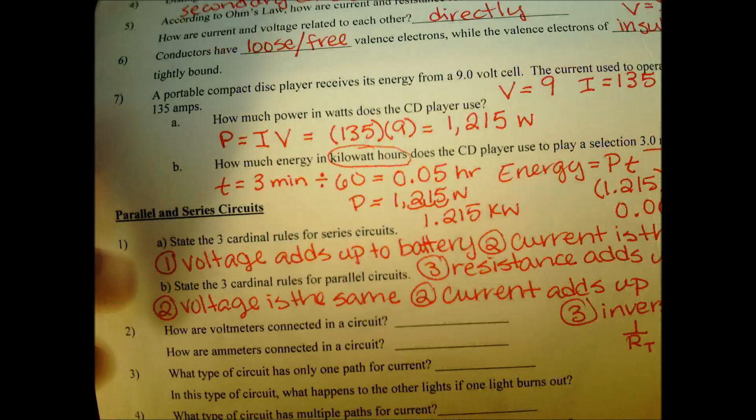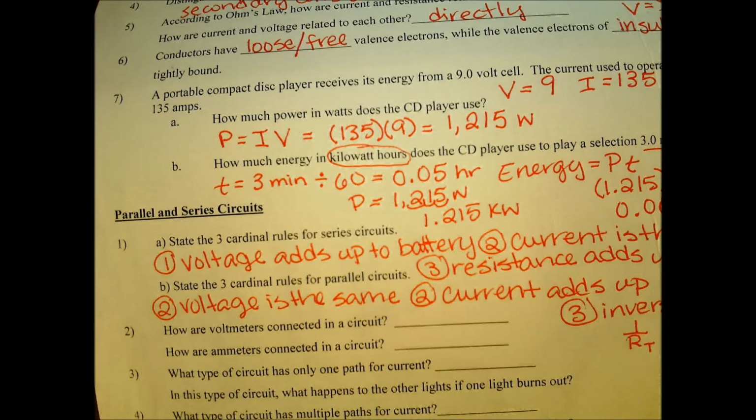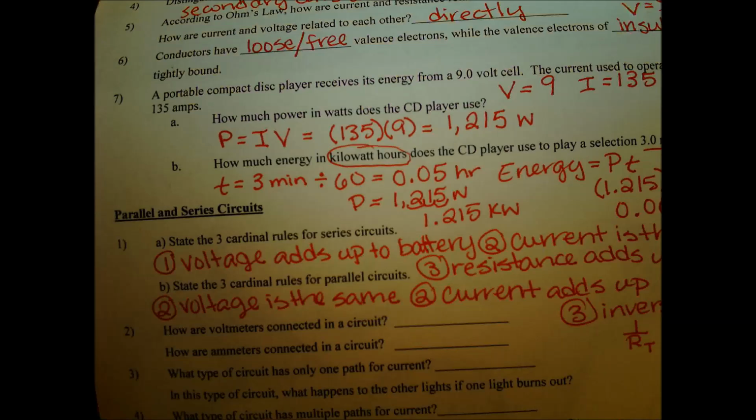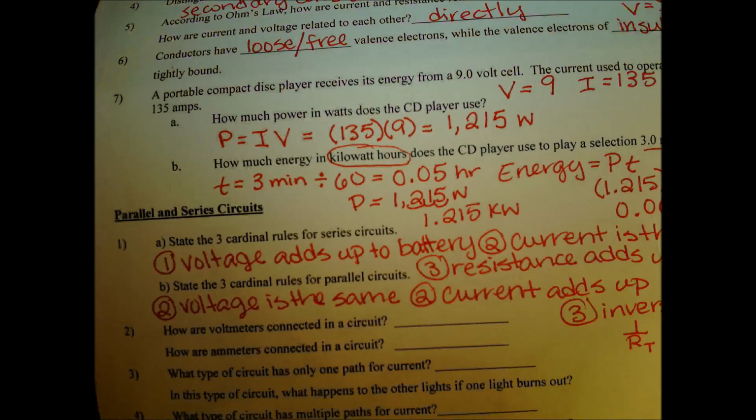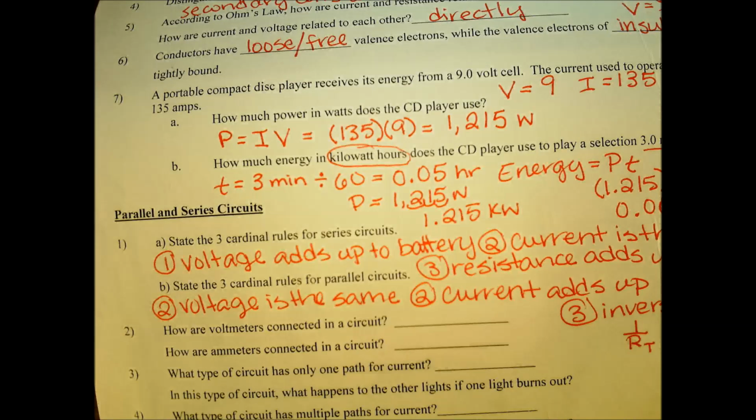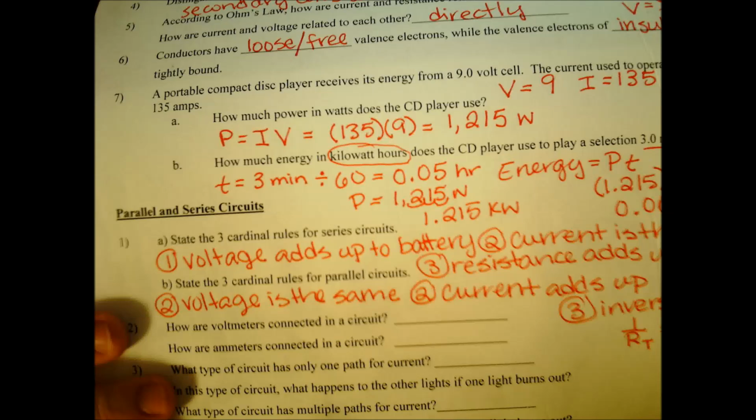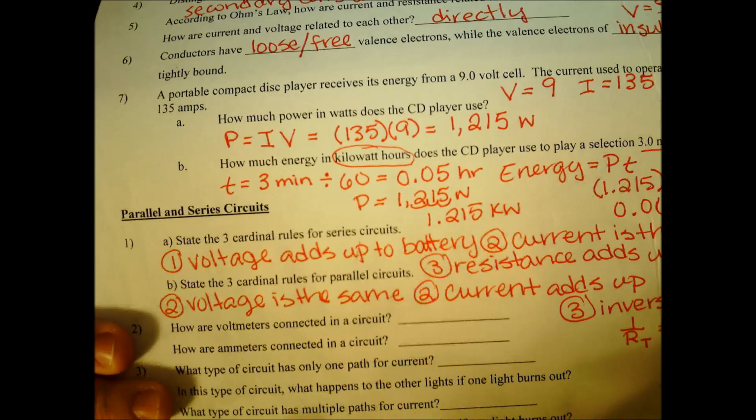Alright, that's going to help us answer number 2. How are voltmeters connected in a circuit? How are ammeters connected in a circuit? The key to this, again, is not memorization. It's realizing that if you're using a voltmeter or an ammeter, you don't want it to change the measurement that you're trying to get. Now, we want voltage to stay the same for the voltmeter and current to stay the same for the ammeter. So we choose parallel or series based on which of those stays the same.